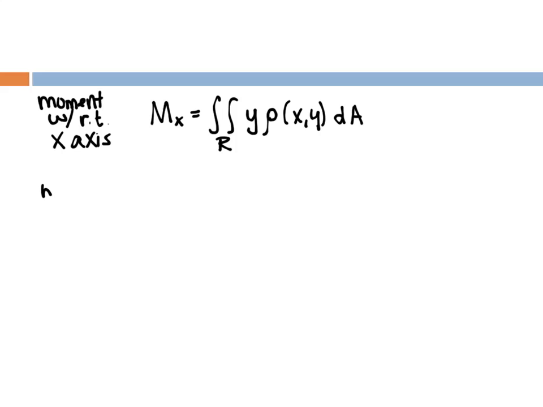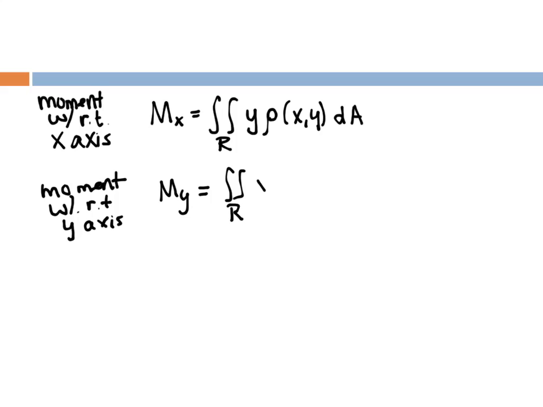We have our moment with respect to the y-axis. It's a mirror image of this with respect to y. So M sub y is a double integral over our region of x times rho of xy dA.